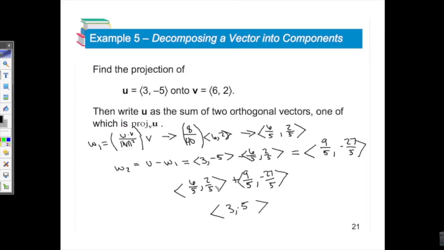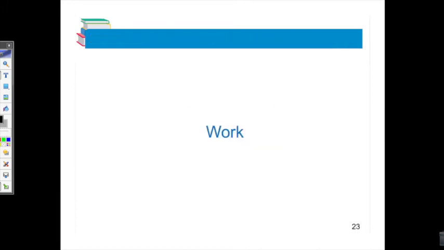which, if I add 6 over 5 to 9 over 5, I get 3. When I add the 2 over 5 to negative 27 over 5, I get negative 5. So perfect. It works out. And that's a great way to check to make sure that you've got them both right.